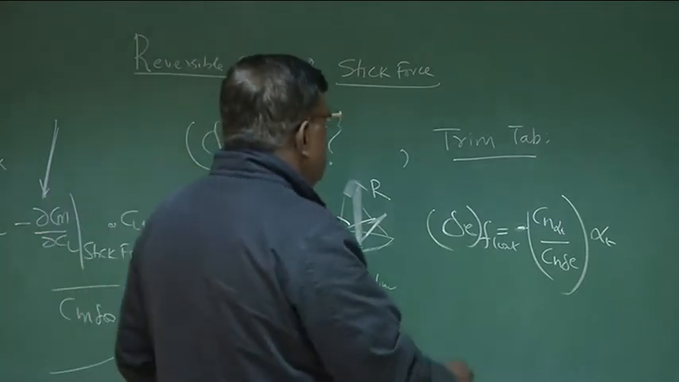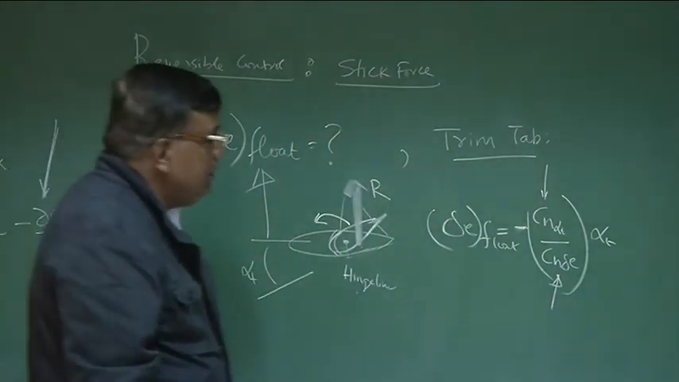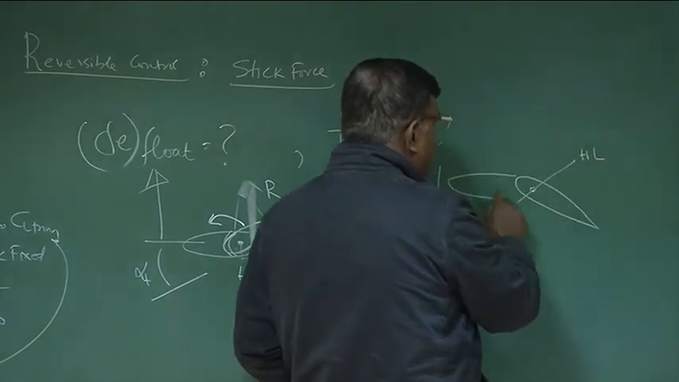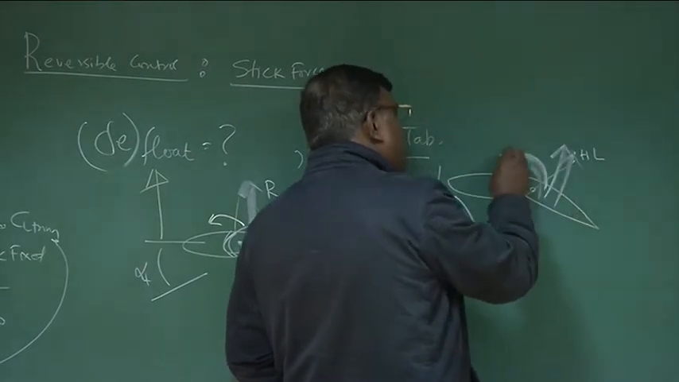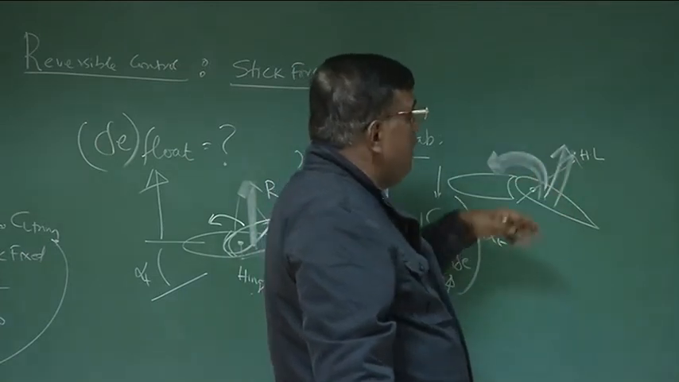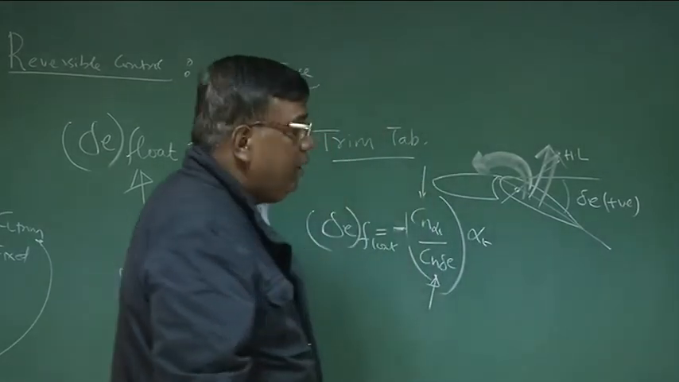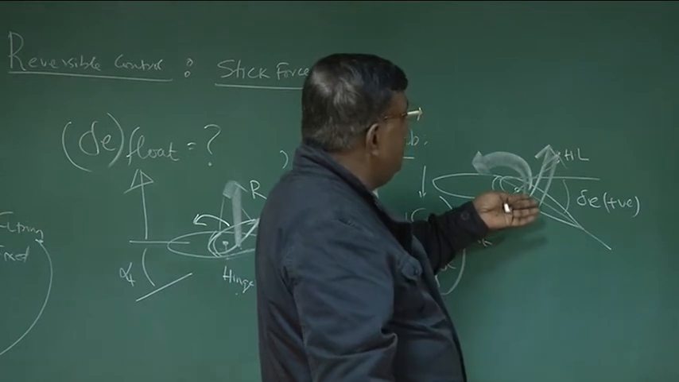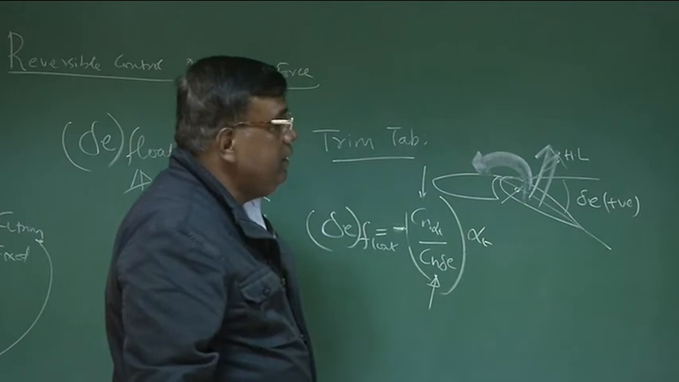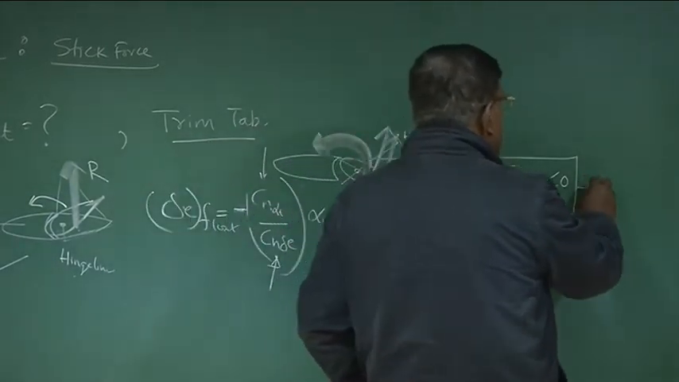Now, please try to understand a very important thing. What is the basic difference between CH alpha T and CH delta E? Which one of them is restoring in nature? You could see that very clearly, as I deflect delta E, this is the hinge line, okay? So there's a reaction force here. So this will give a moment like this, nose down, CH delta E negative. So for a positive alpha, this will generate a negative moment. Whenever I'm trying to deflect it by delta E, which is positive, which actually means there is a change in camber, this will always try to oppose it. It tries to correct it. So it's a restoring type. So you have to put effort to put the elevator down. That is why CH delta is negative. The interpretation of CH delta being negative is that it is restoring in nature.